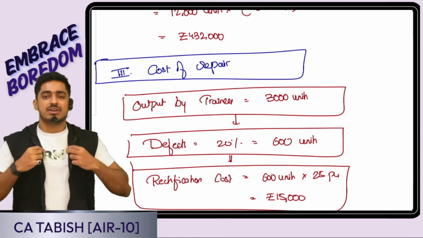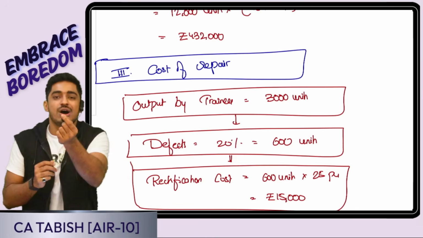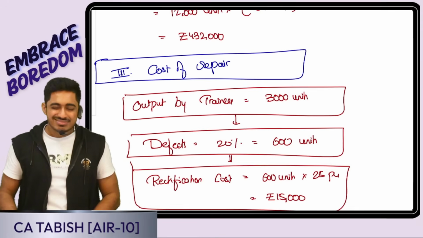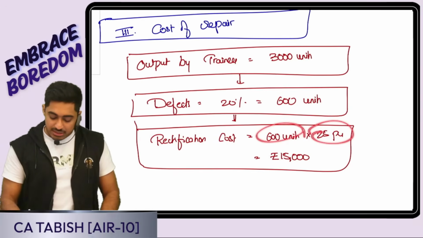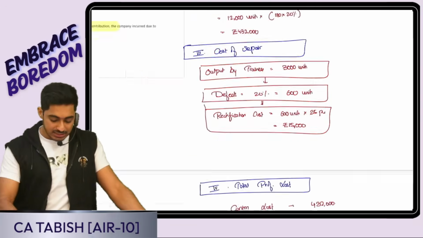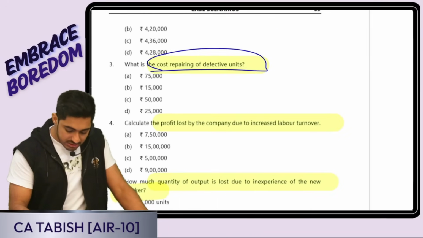Say, for example, they were stitching a shirt. Some small errors, one button is not there. That way. For rectification, how much cost are we incurring? 25 per unit. That means for 600 units, I'll be incurring 15,000 cost. Yes or no, everyone? Question number 3 is option B.